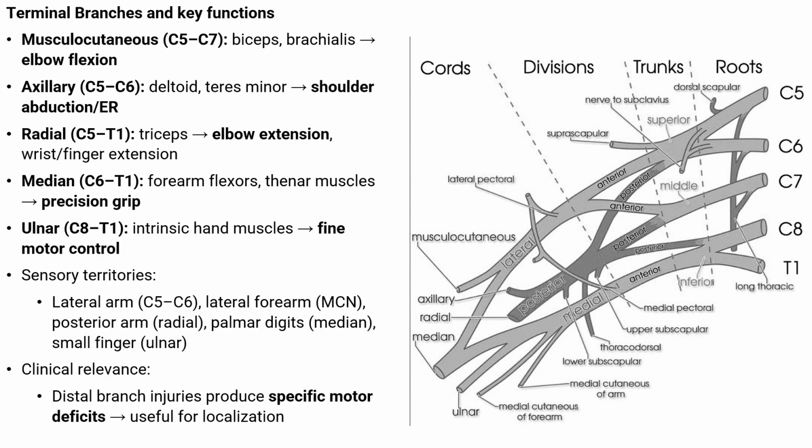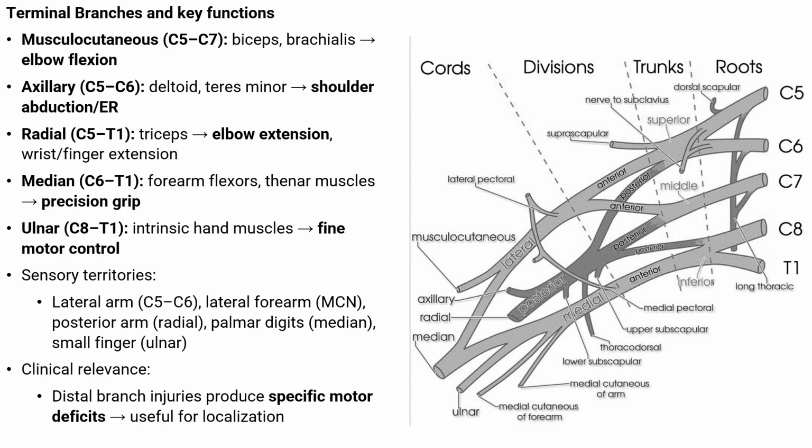The brachial plexus ends in 5 key nerves, each controlling specific movements and sensations. The musculocutaneous nerve flexes the elbow, the axillary nerve lifts and rotates the shoulder, and the radial nerve extends the elbow, wrist, and fingers. The median nerve enables thumb and finger flexion for precision grips, while the ulnar nerve powers fine movements of the hand's small muscles.